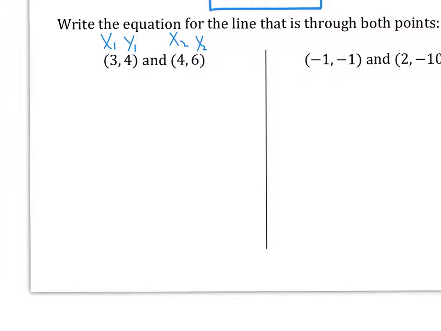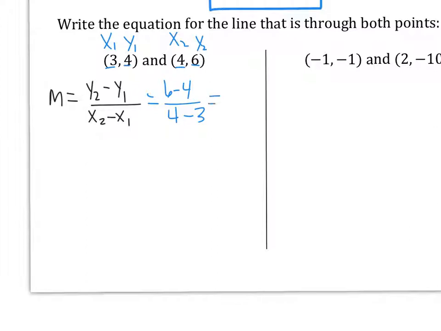So again, remember, m, slope, equals y2 minus y1 over x2 minus x1. If I plug in the values that I have for y2, y1, x2, and x1, which I've already labeled above, I'm just going to plug those numbers into the formula. So this will equal 6 minus 4, y2 minus y1, over 4 minus 3, x2 minus x1. 6 minus 4 is 2, 4 minus 3 is 1, so that simplifies to 2. So I have my slope.